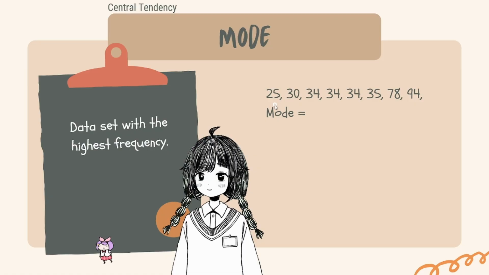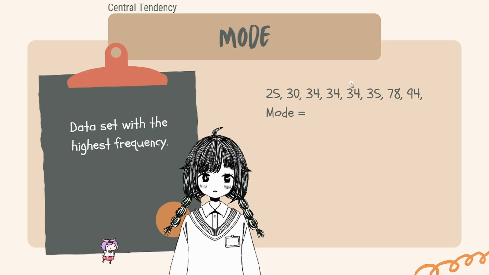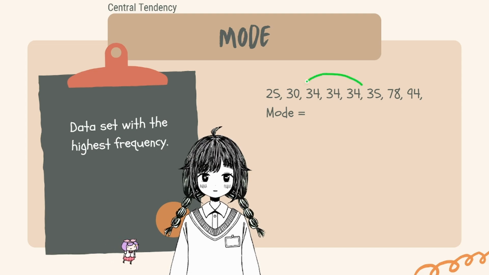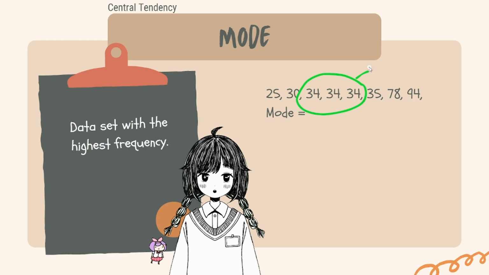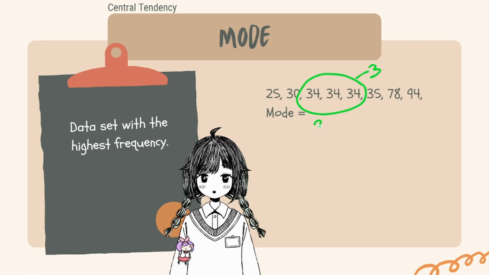Next is how to calculate the mode. It is by taking the number with the highest frequency. In this case, in the example, the highest frequency is 34 since it has 3 of the same numbers. So the answer for the mode will be 34.